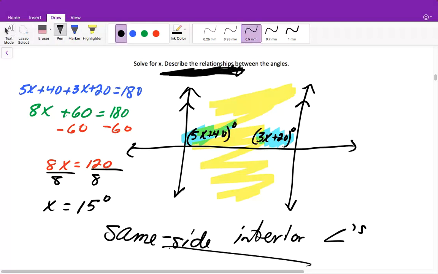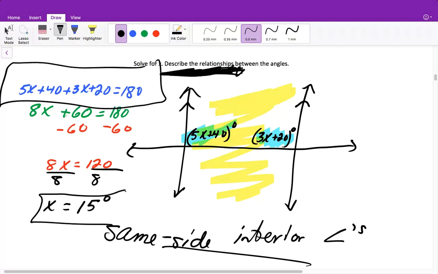So this will be worth points, identifying it. Setting up your equation will be worth points, and then solving for x will be worth points as well. All right, so make sure that you are writing it out. So describe the relationship and then solve for x.